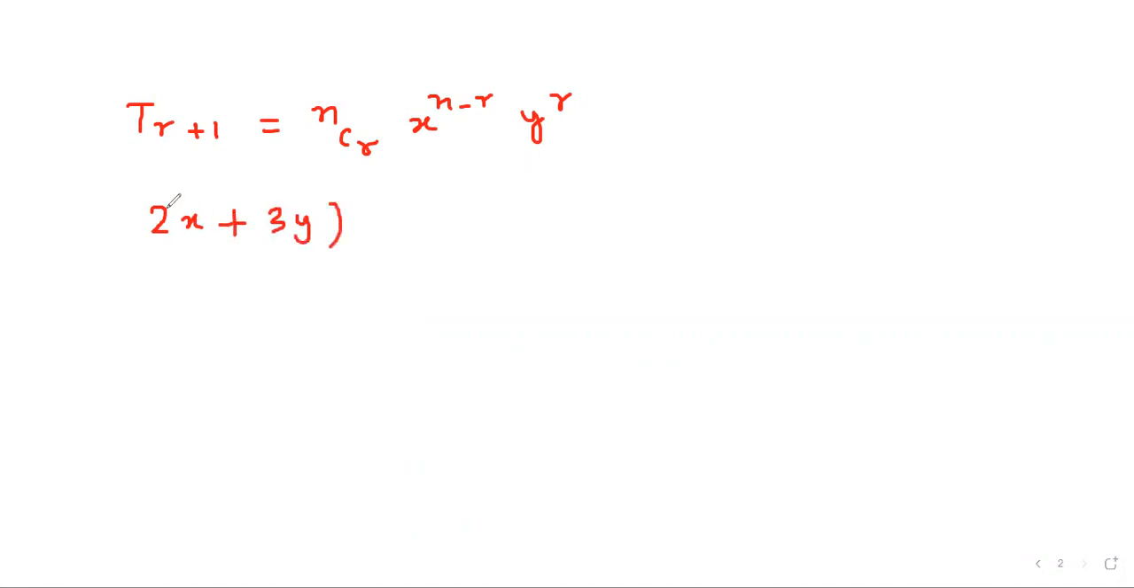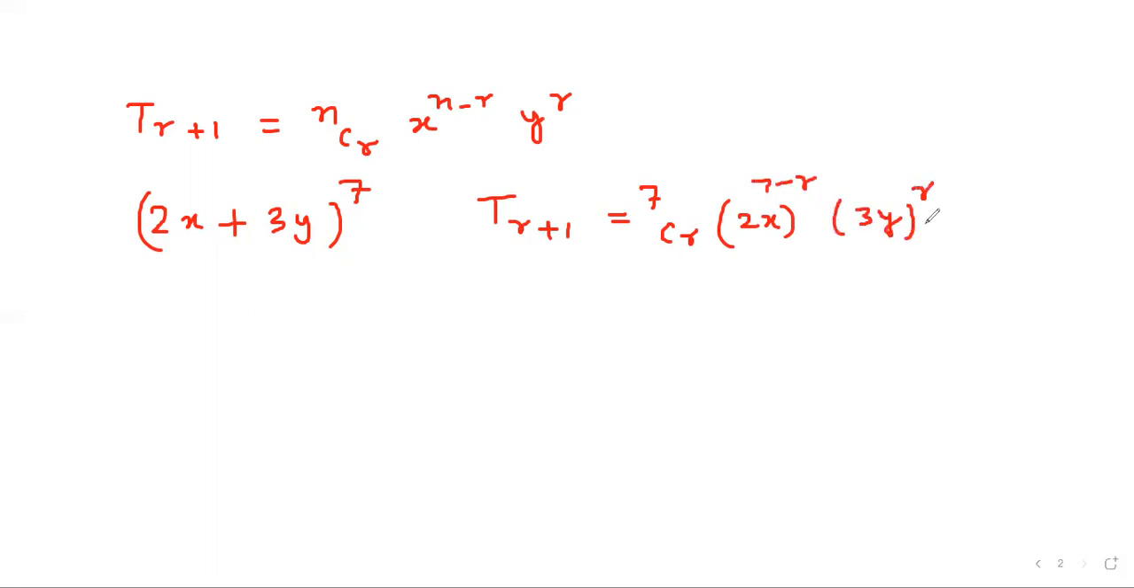Now, let's see how to write the general term. The general term is written as T(r+1) = nCr x^(n-r) y^r. Example, suppose we are given (2x + 3y)^7 and we have to write its general term. So we write T(r+1) = 7Cr (2x)^(7-r) (3y)^r.